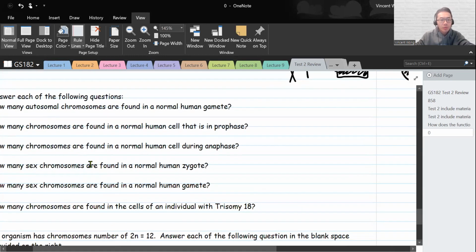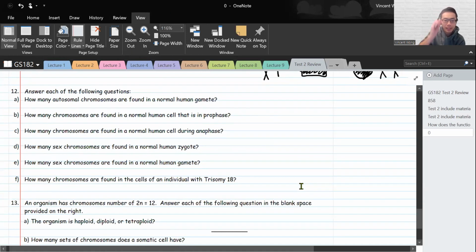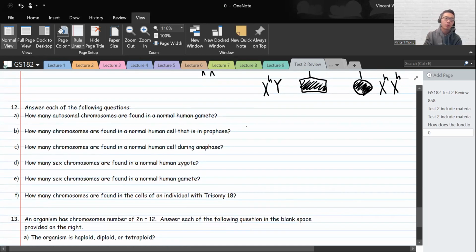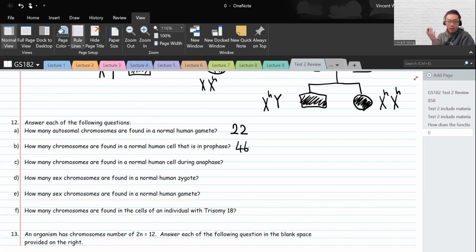How many autosomal chromosomes are found in normal human gametes? Autosomal chromosomes are chromosomes 1 to 22, not including the sex chromosomes. So how many of those are going to be in the gamete? 22, sperm or egg. How many chromosomes are found in a normal human cell in prophase? 46. Even though you have duplicated the chromosomes, they're stuck together at the centromere, so you still count them as one.